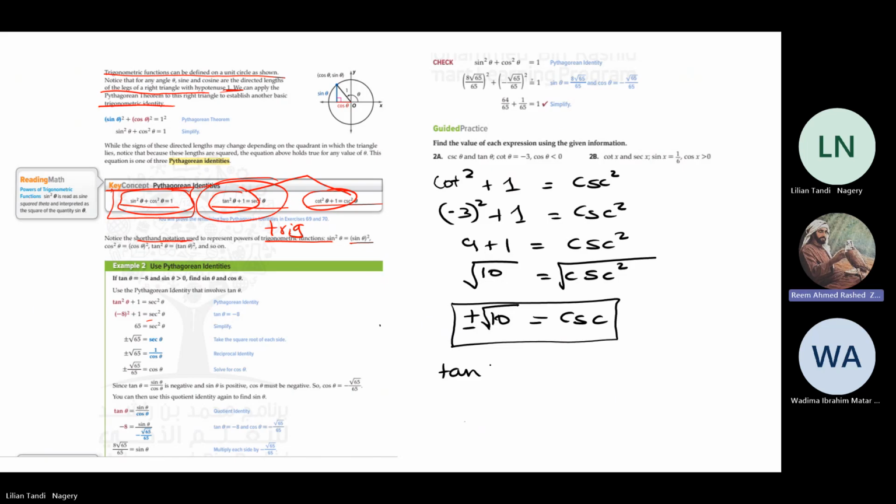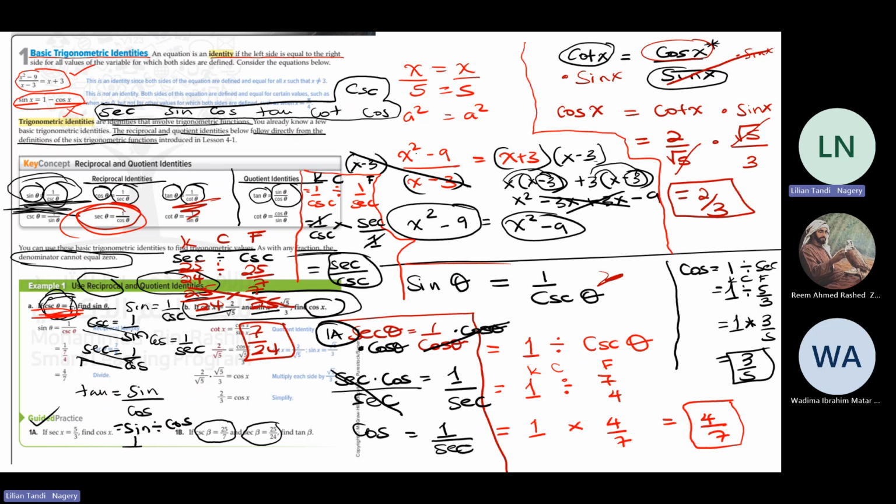Sine over cosine. We don't have sine and cosine in our work. We have cot and we have cosecant. How do I get this? We did it over here, sir. Somewhere here. Where did I see it? Here. Tan equals secant. Sir? Remember here?